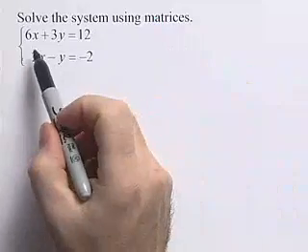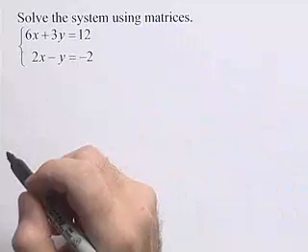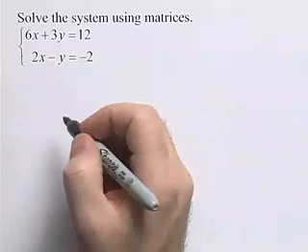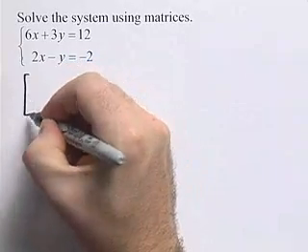For this next problem, we're going to solve a system of linear equations using matrices. Here we have our system, 6x plus 3y equals 12, and 2x minus y equals negative 2. We're going to begin by writing the augmented matrix for this system.